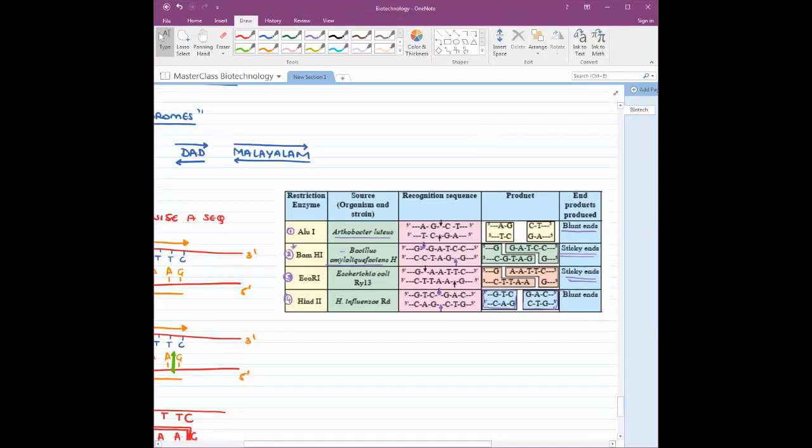Now, guys, in your exams, as far as 12th standard is concerned, they generally won't ask you what the recognition sequence is. But for your NEET exam, you need to know this properly. So you have to keep all these sequences in mind. Everybody all right with this?